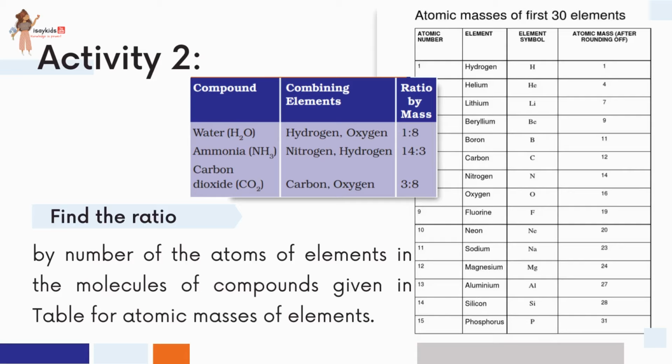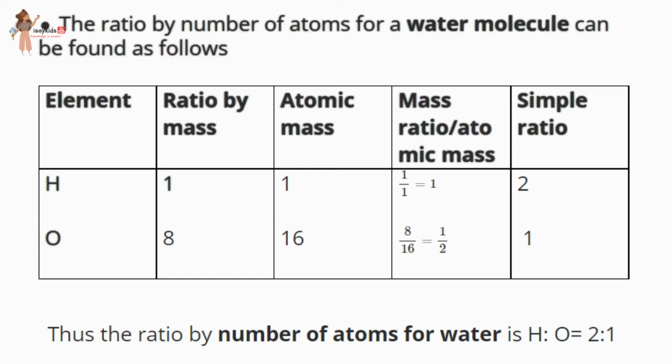Refer to the table shown here for ratio by mass of atoms present in molecules and for atomic masses of elements. Find the ratio by number of atoms of elements in the molecules of compounds given in the table. The ratio by number of atoms for a water molecule can be found as follows. Thus, the ratio by number of atoms for water, H:O, is 2:1.